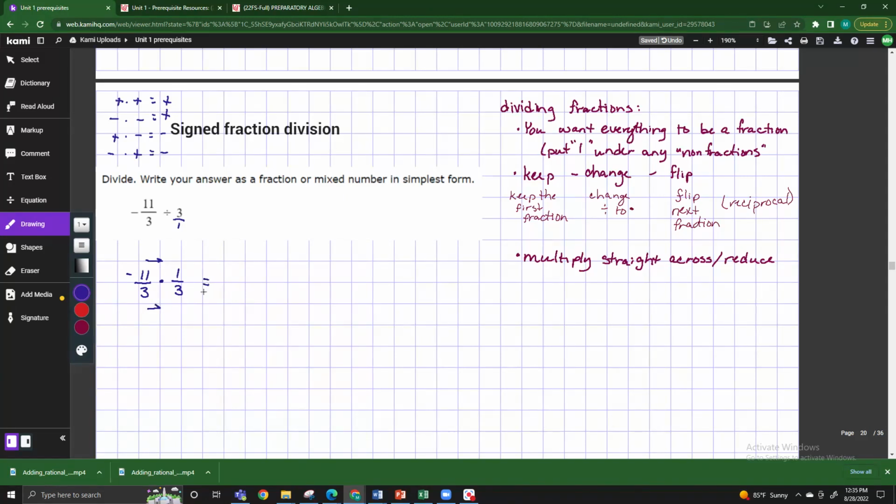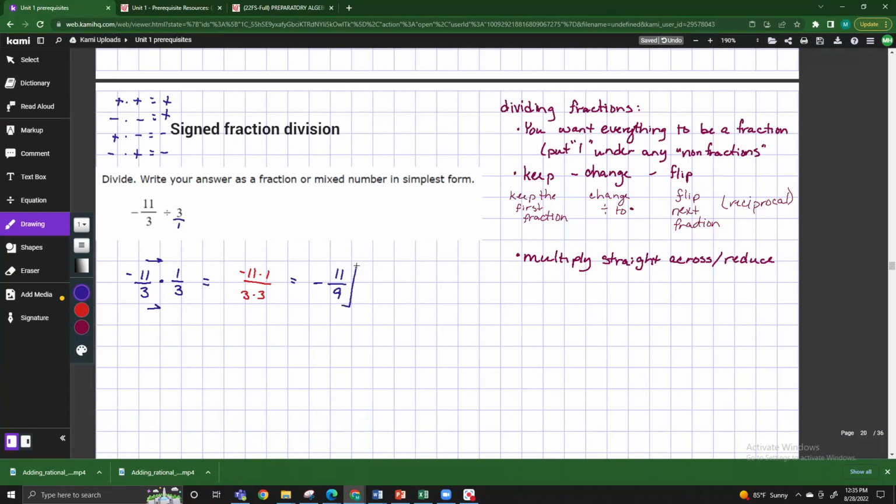Okay, so we have negative 11 times 1 over 3 times 3. Look and see if there's anything you can reduce. There isn't, so we have one negative. You can leave it on the top or you can put it in front of your fraction. Negative 11 times 1 is 11, and 3 times 3 is 9.